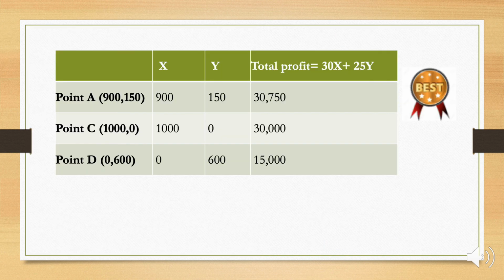Finally, let's plug x and y into our objective function and determine which one gives us the highest value. Great, now we found the point A is the most profitable and therefore producing 900 products X and 150 products Y will maximize our profit.